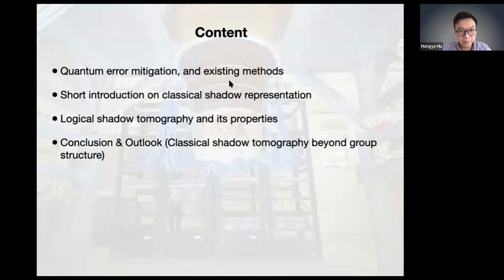In today's talk, I'll first introduce what quantum error mitigation is and review some existing quantum error mitigation methods and their pros and cons. Then I will give a short introduction to the classical shadow representation, which was originally proposed by Robert, the first speaker. With that background, I will introduce logical shadow tomography and its properties. And in the conclusion and outlook part, I'll also briefly mention the current exciting progress on classical shadow tomography beyond the group structure.